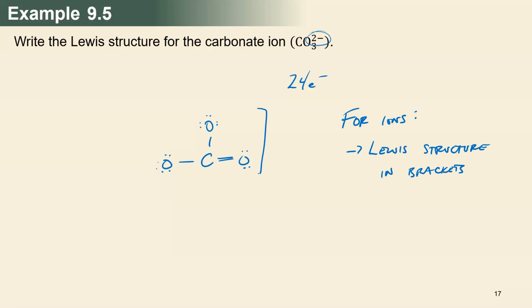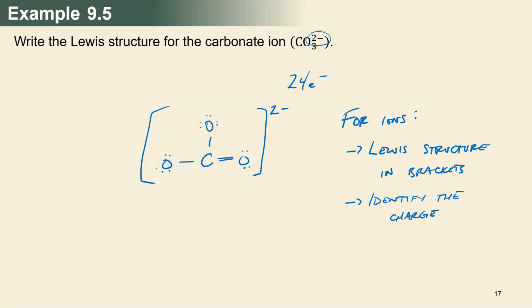So we're just going to put him in brackets like that. We're going to identify the charge, and just like we do with formula, we're going to put it in the upper right-hand corner. So this is a CO3 with a 2 minus charge. Right? And so in order for a Lewis structure to be complete for an ion, it has to have those brackets and it has to have the overall charge for the ion. Okay.